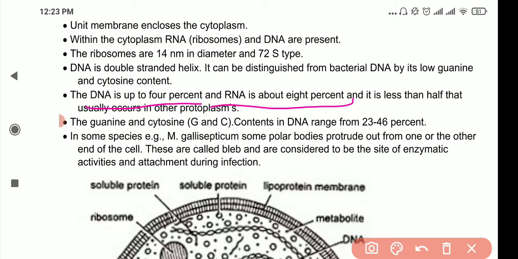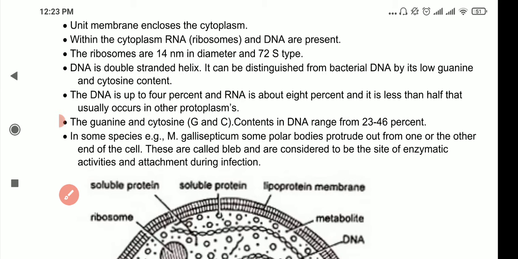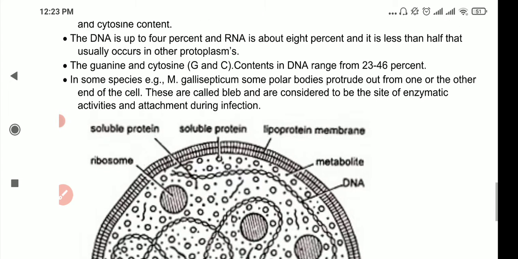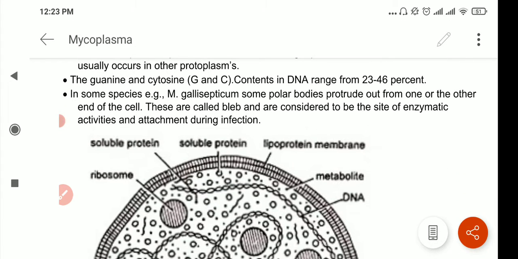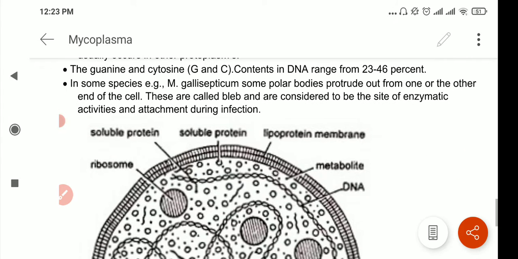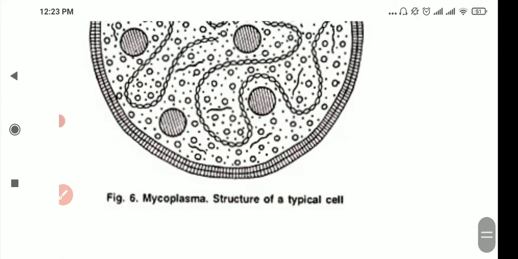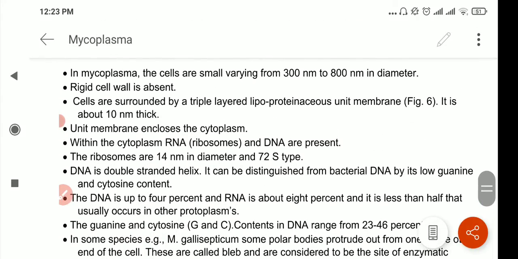And it is less than half of the other protoplasms. What does that mean? Because the DNA is very small, very fine, just 4% of the entire cell is DNA. But there is more RNA, because the ribosome is quite large. So examples are Mycoplasma aureale, then salivarium. So with this we are done. Let me just upload this one.